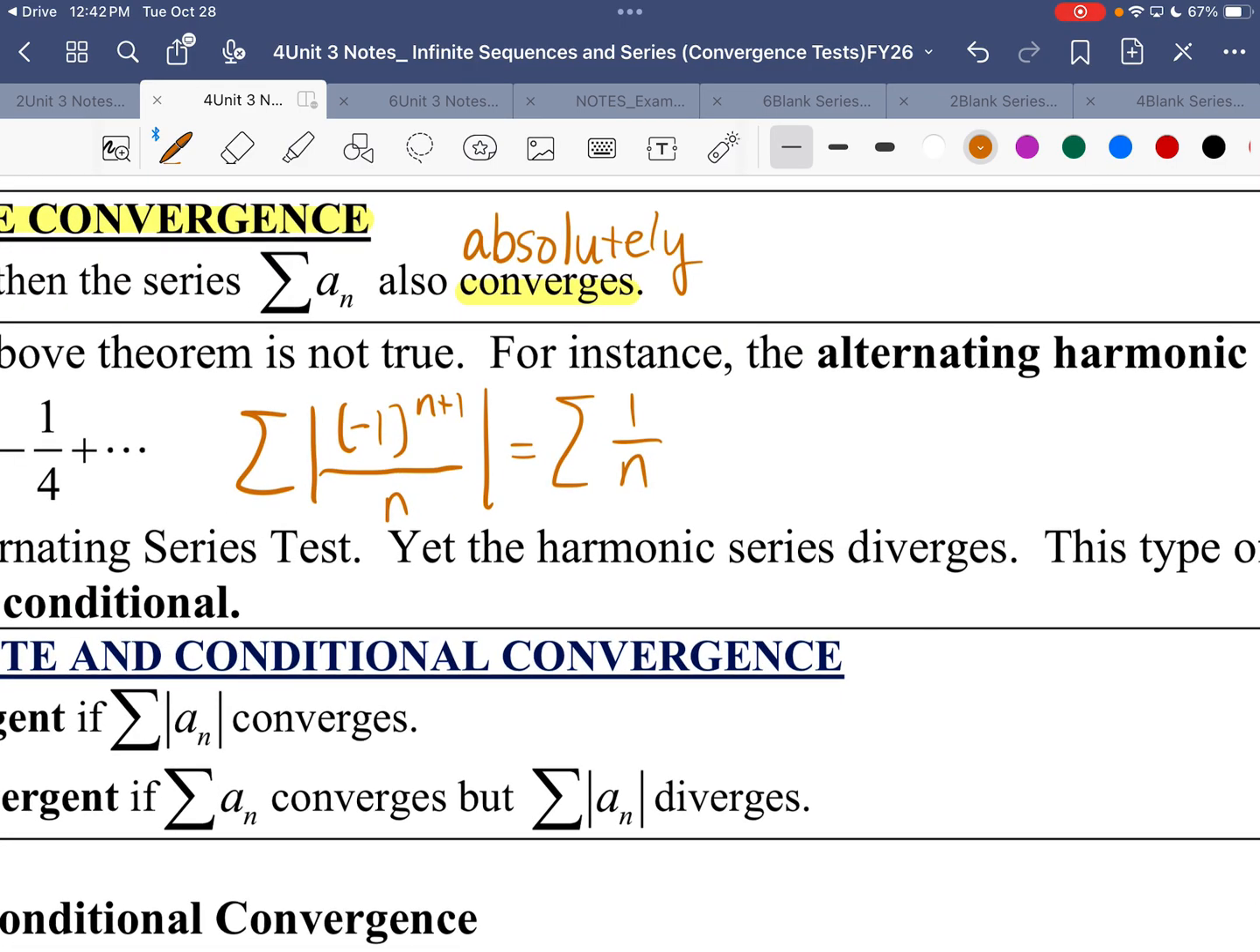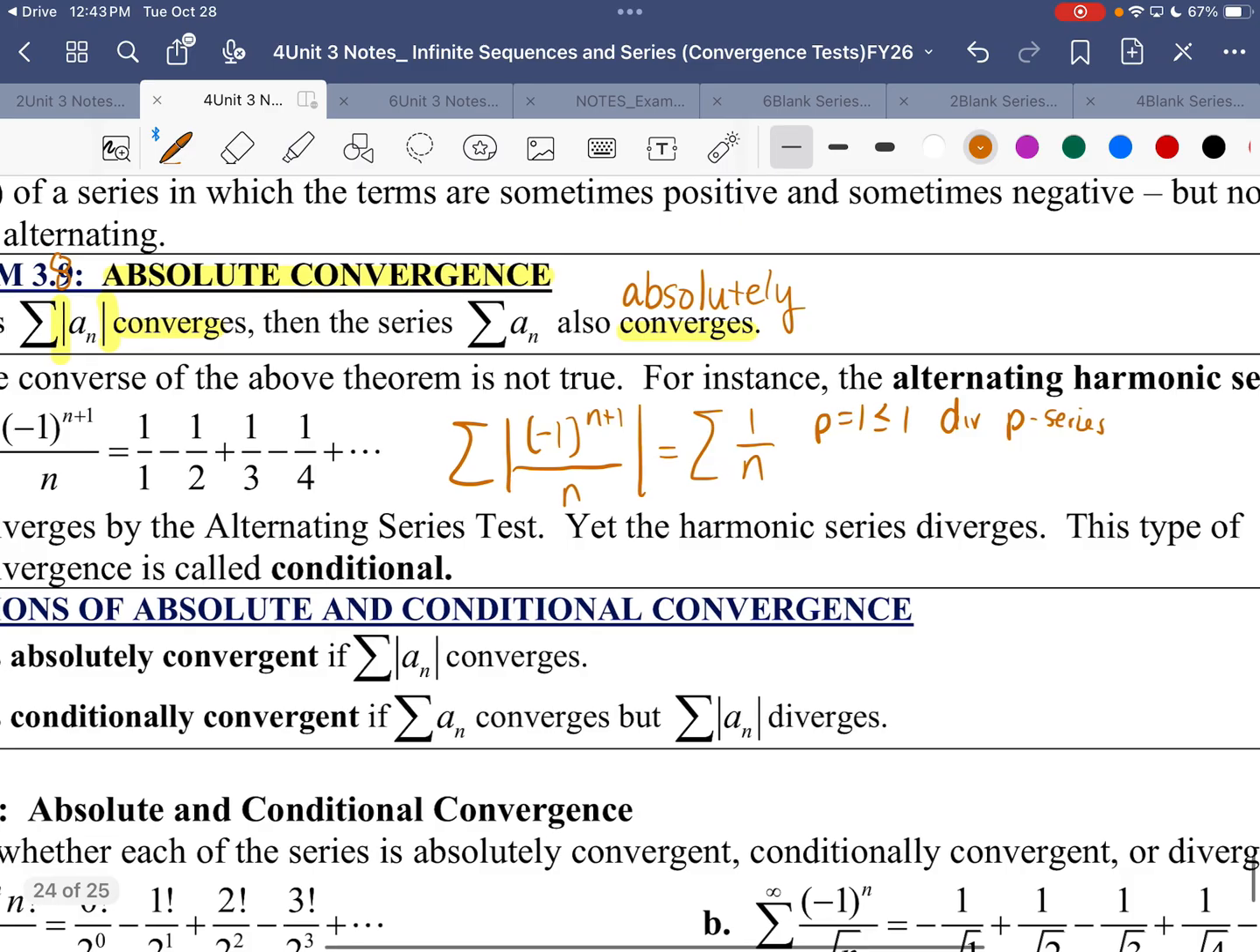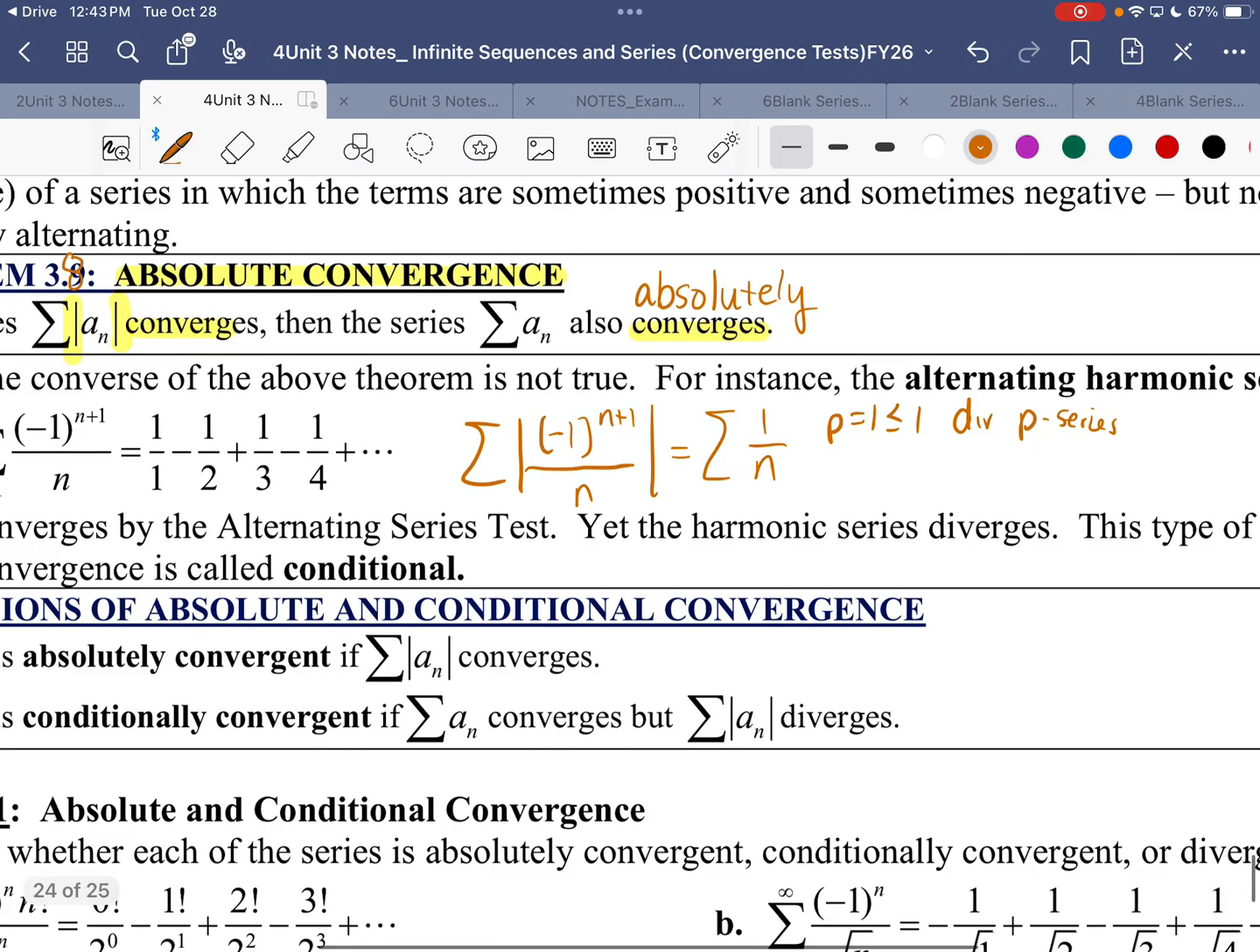What type of series test would you use here? P series. P is equal to 1, which is less than or equal to 1, so it's small. It diverges by P series. So the only reason this alternating series was converging was because it was an alternating series. It wasn't absolute value always going to be converging.